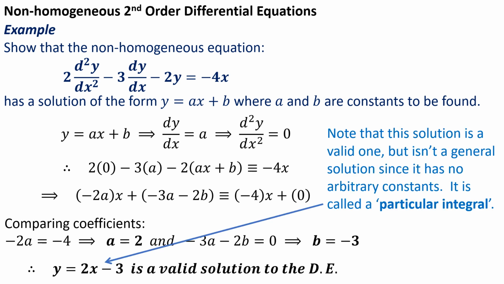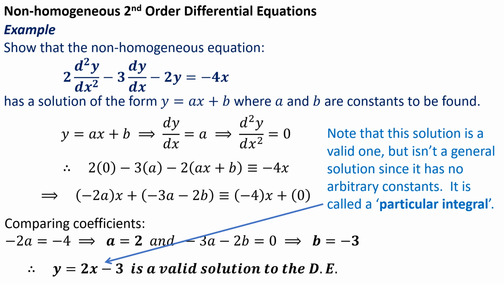Now, the important point to notice here is that all we've produced is essentially a trivial solution. It is one very specific function that satisfies the differential equation, but it doesn't give us a complete general solution because, well, there aren't any arbitrary constants, and I'm expecting 2 arbitrary constants. So we give this a special name. We call it the particular integral of the differential equation.